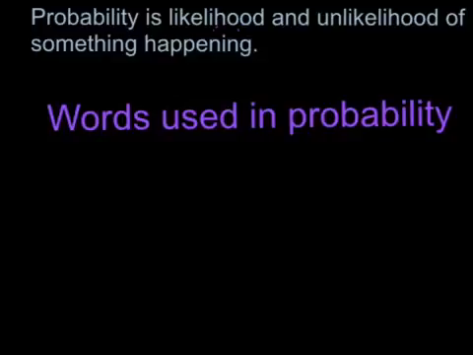Words used in probability. Certain: it will for sure happen. Likely: it will probably happen. Equally likely: it may or may not happen. Unlikely: it probably won't happen. Impossible: it will never happen. Outcome: something that has happened or will happen.